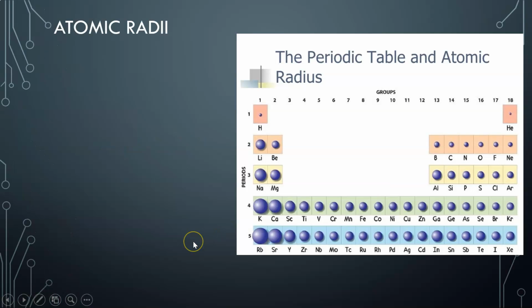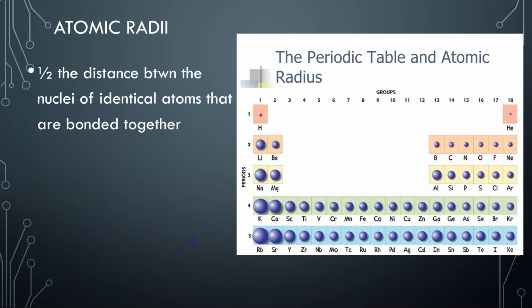So the first trend we're looking at is atomic radii. So what is atomic radii? It's half the distance between the nuclei of identical atoms that are bonded together. You have two atoms that are chemically bonded. It's the halfway point between them.